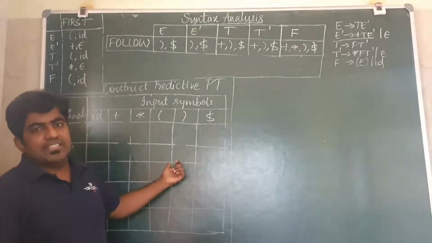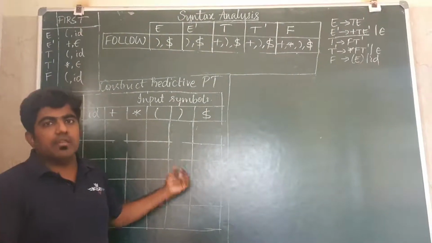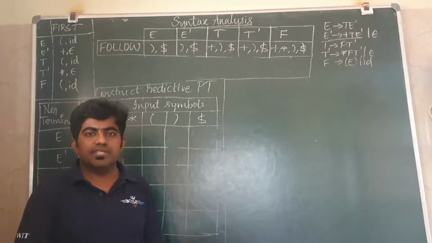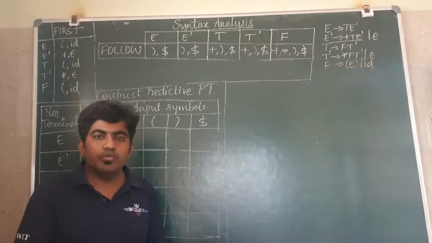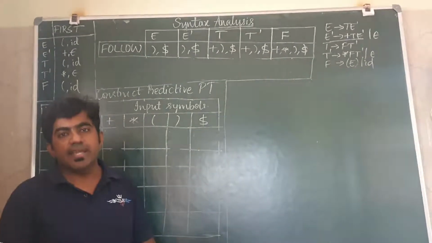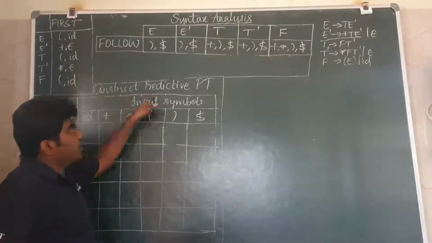Today we'll be discussing the second step of the LL(1) parser. In the first step, we saw how to compute FIRST and FOLLOW, correct? The second step is to construct the predictive parsing table. So today we'll see how to construct the predictive parsing table.